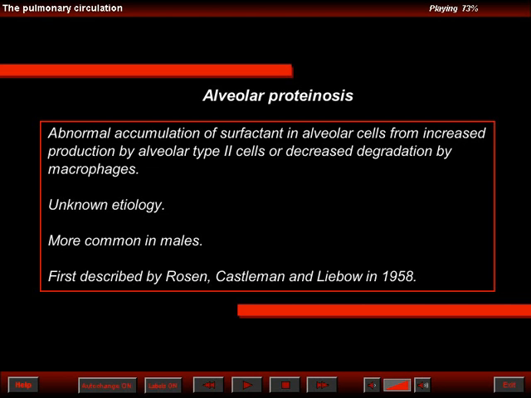It is more commonly seen in males and females, and it was first described when I was a fellow at the Institute of Pathology of the Armed Forces in Washington, D.C. in 1958 by Drs. Rosen, Lebo, and Benjamin Castleman.